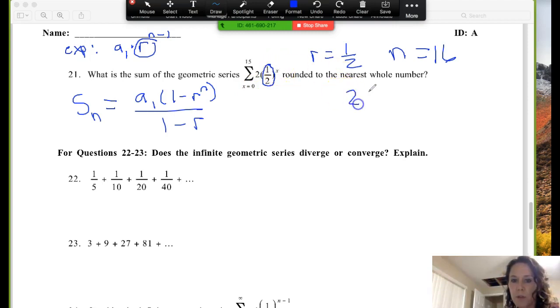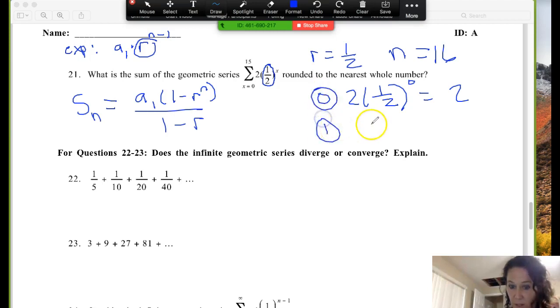So I'm going to go 2 times 1/2 to the 0 power. Anything to the 0 power is 1, and I get out 2, right? If you wanted to figure out the second term, that's when x is 1, you would go 2 times 1/2 to the first power. 1/2 to the first power is 1/2. 1/2 times 2 would be 1.